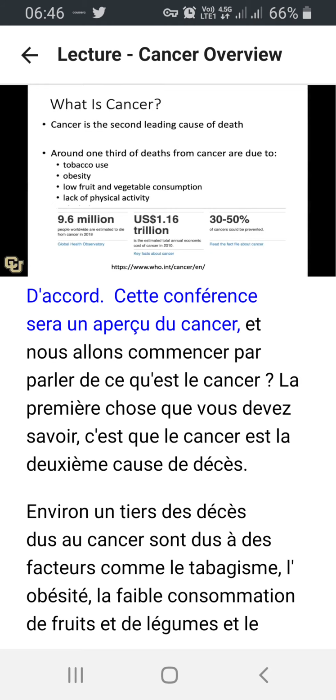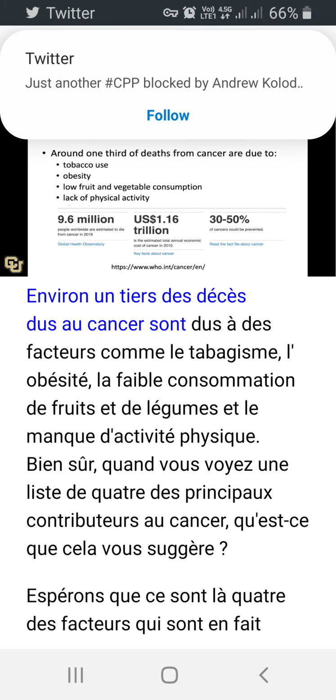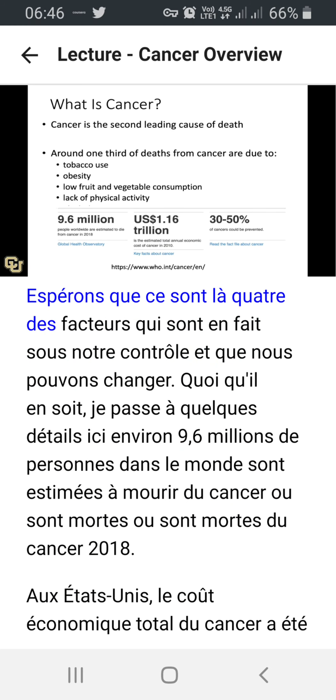All right, this lecture will be an overview of cancer, and we're going to start off by talking about what is cancer. Well, the first thing you need to know is that cancer is the second leading cause of death. About 1/3 of deaths from cancer are due to things like tobacco use, obesity, low fruit and vegetable consumption, and lack of physical activity. And of course, when you see that list of four of the primary contributors to cancer, what does that suggest to you? Hopefully it suggests that these are four of the factors that actually are under our control that we can change.